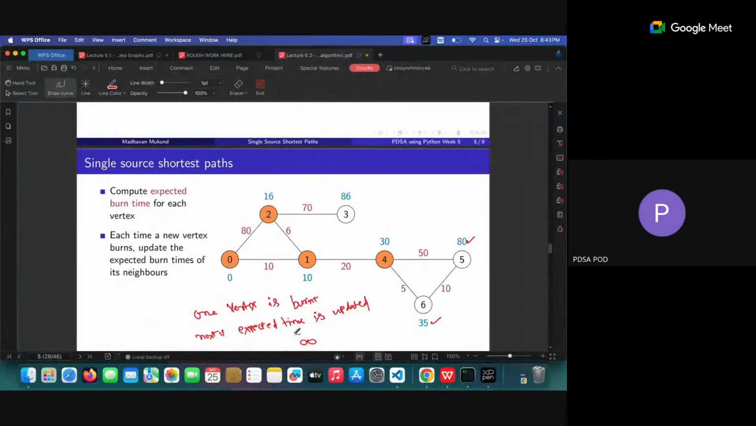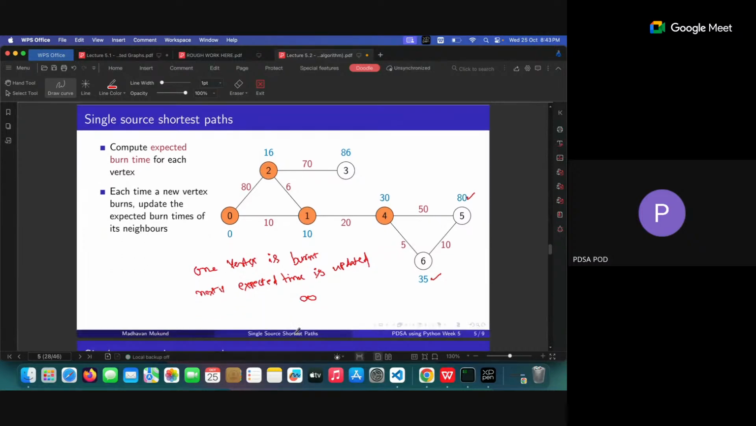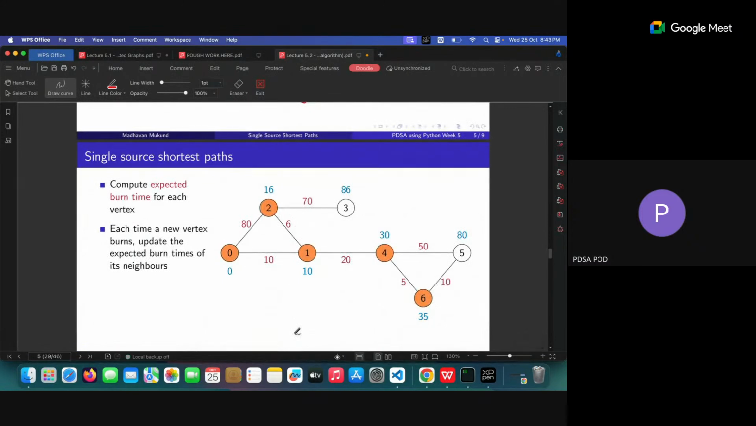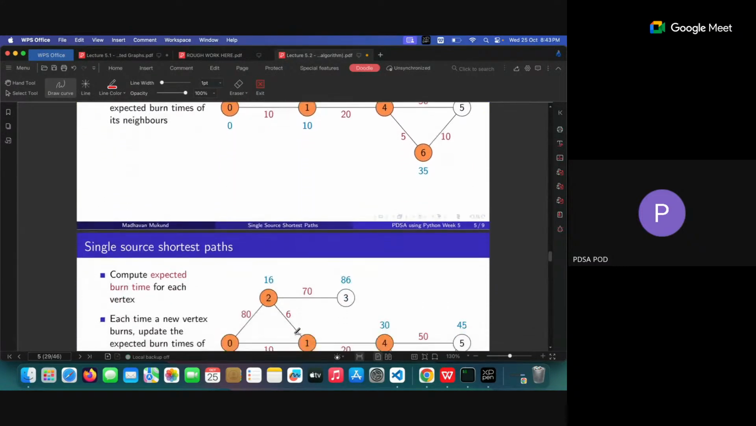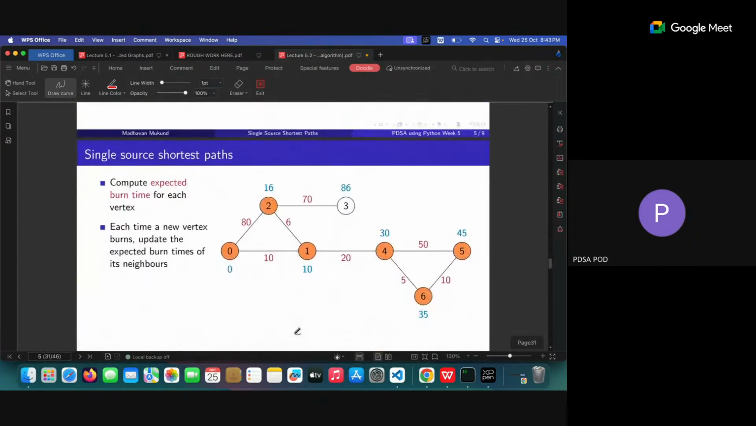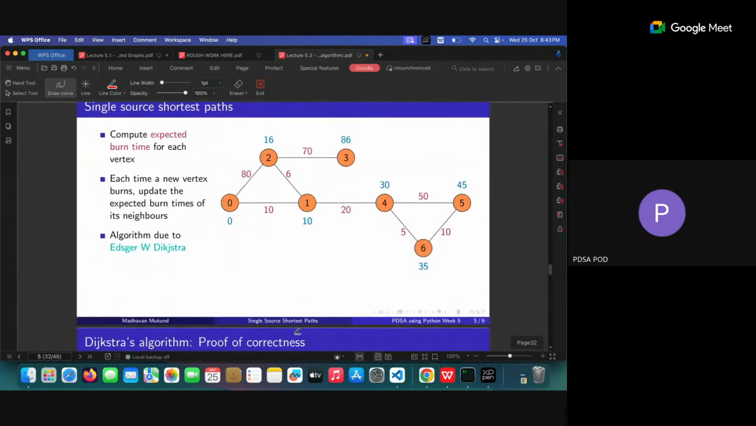Whenever the particular vertex is burned, whatever adjacent vertices are linked to it, their expected time is updated by removing infinite. Initially, infinite is very simple. That is already shown in the code. When we explain the code, you can understand how to calculate infinite: the maximum weight is taken, and then multiplied with the number of vertices. That's very simple. The same is carried on until all the vertices are burned.